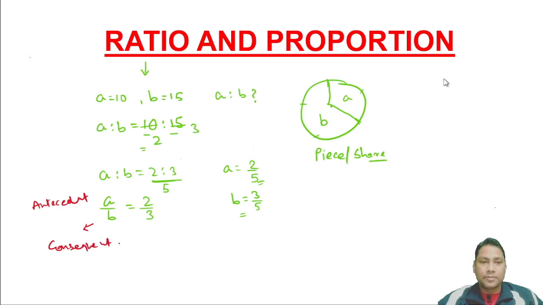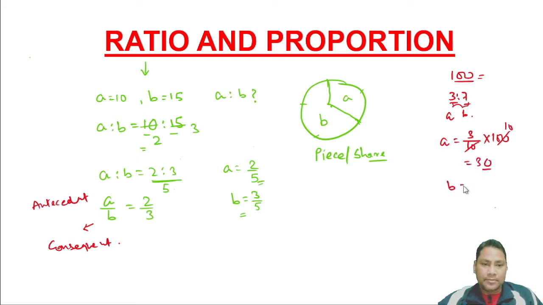Likewise, if the question says 100 rupees is to be divided between 2 persons in the ratio 3 is to 7, then find the share of each one. If we take them as A and B, the share of A will be 3 divided by the sum of the numbers, that is 10, multiplied by the whole amount, that is 100. This will become 30, so the share of A is 30.